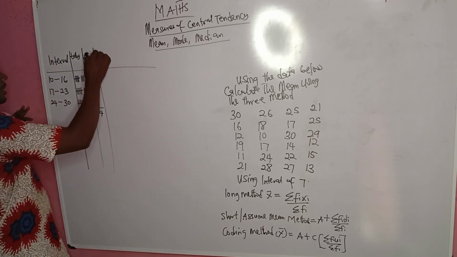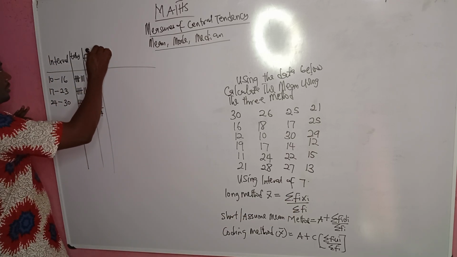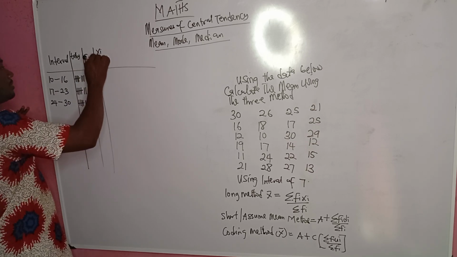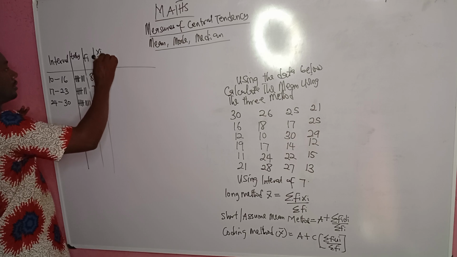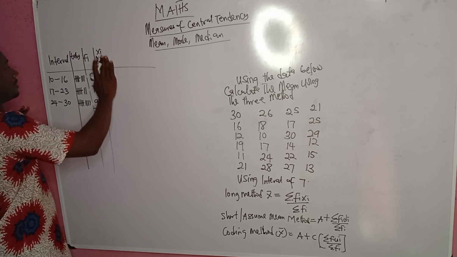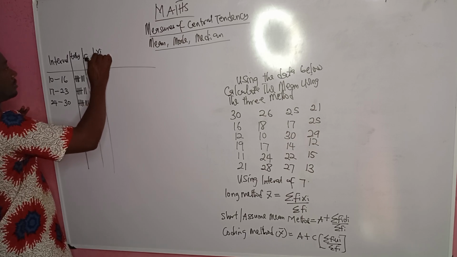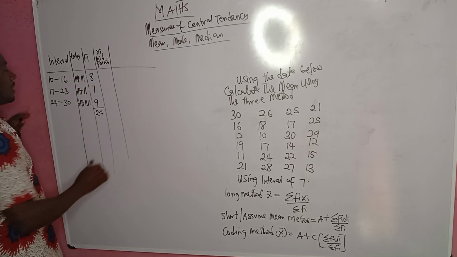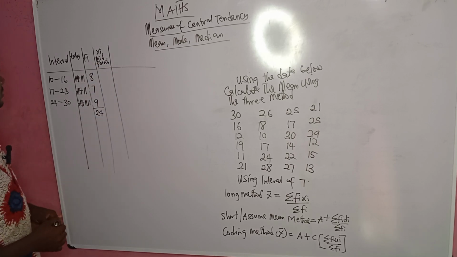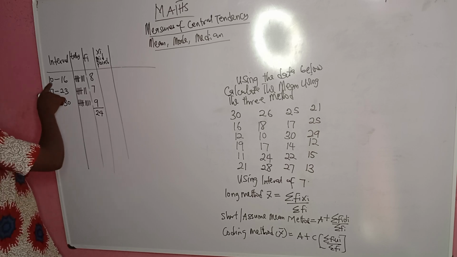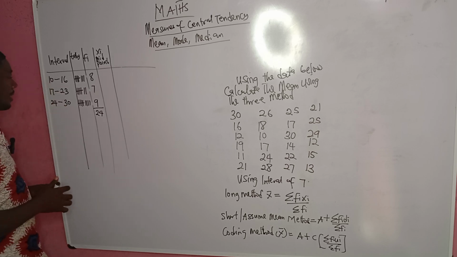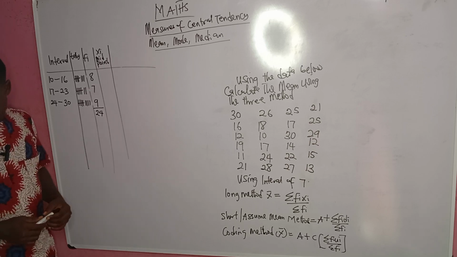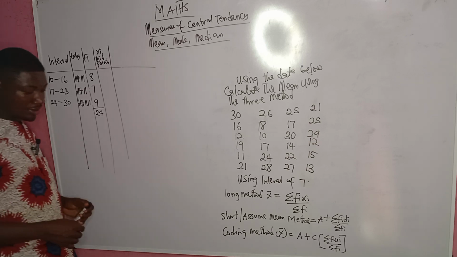Then, so xi, this xi is known as the midpoint, which is the lower interval plus upper interval divided by 2. So we are going to do that very quickly.